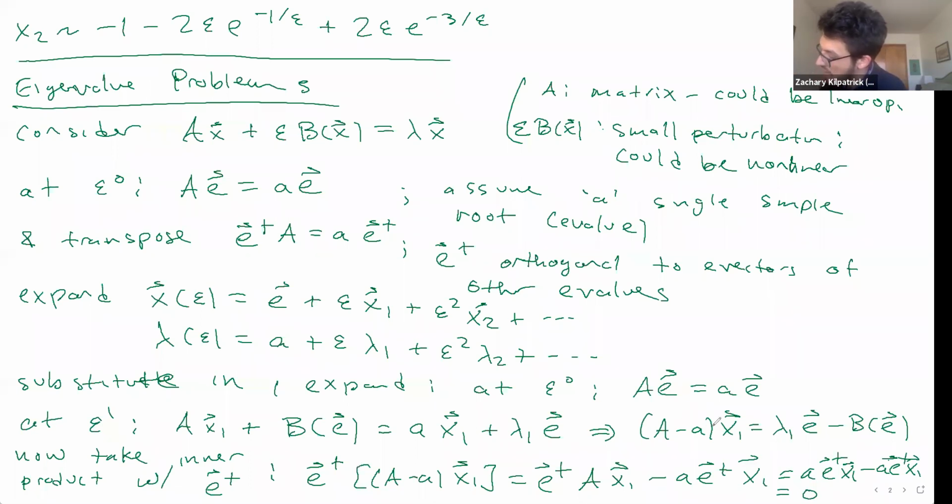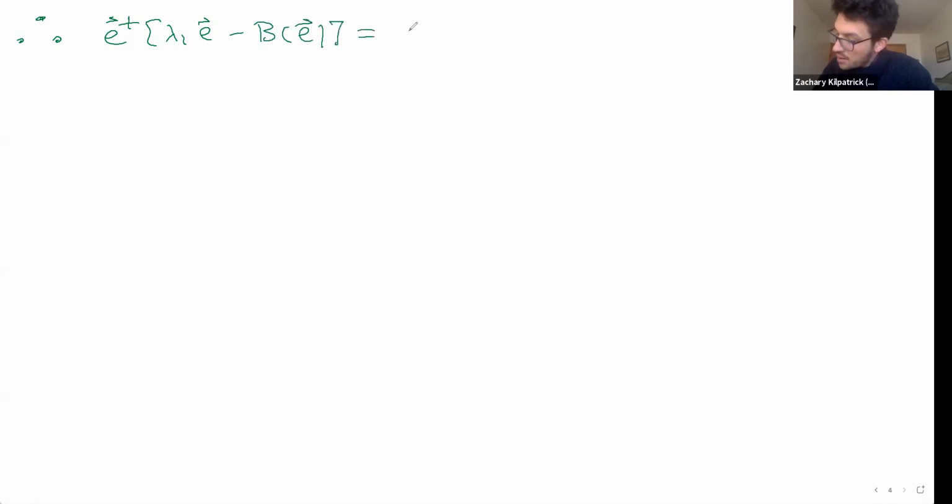So if I just take E dagger's inner product with the left-hand side, I get that the left-hand side should just be 0, okay? What about the right-hand side? So the left-hand side is just a scalar 0. If I take the inner product with the right-hand side, I get that E dagger (lambda 1 E minus B E) should equal 0, okay? Well, if you look at that equation that I have now, it does not involve x1, right? And it just involves lambda 1.